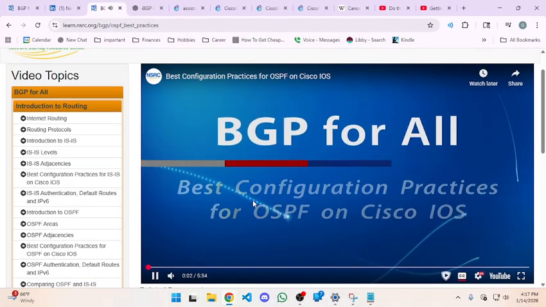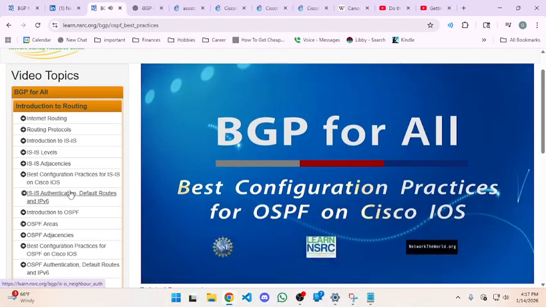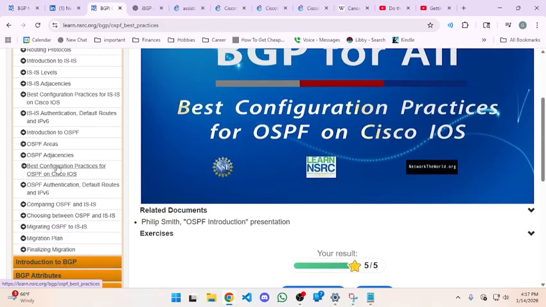All right, so that's best configuration practices. So we're moving right along here.